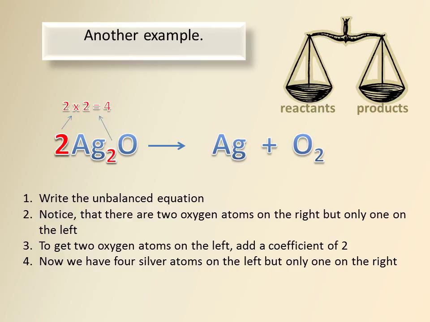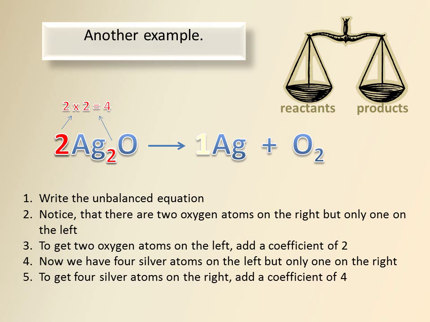Now we have 4 silver atoms on the left, but only 1 on the right. To get 4 silver atoms on the right, add a coefficient of 4.